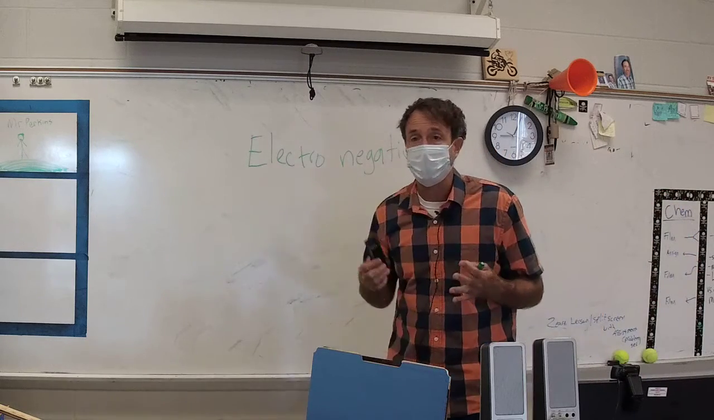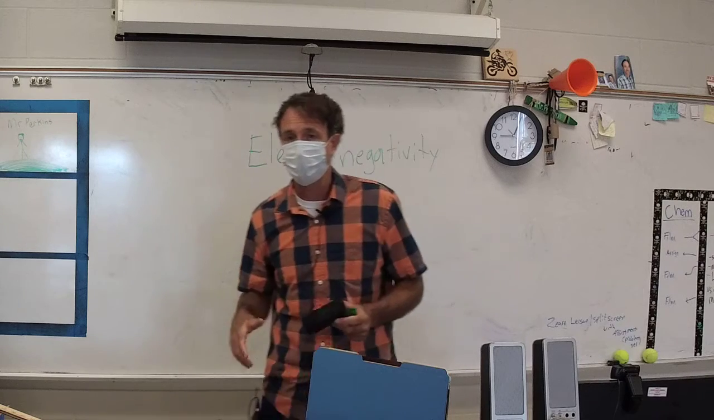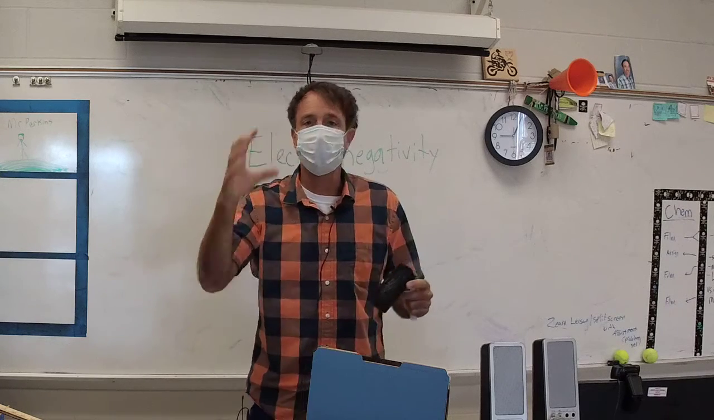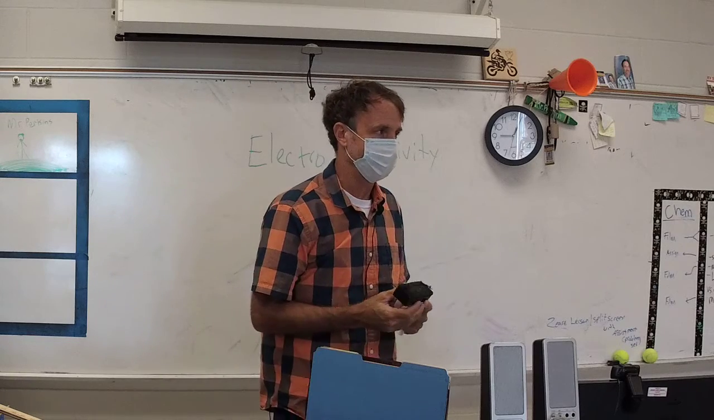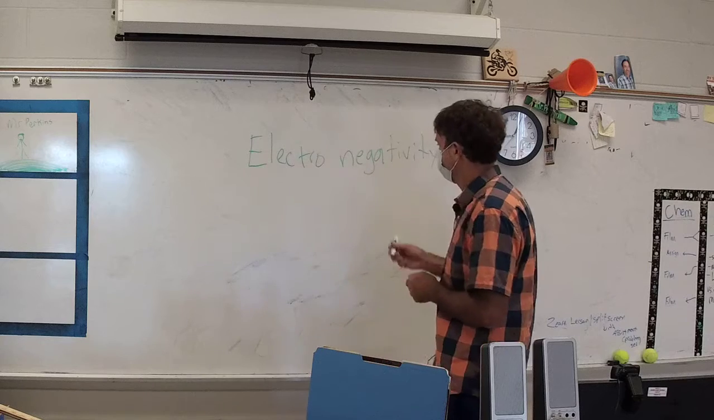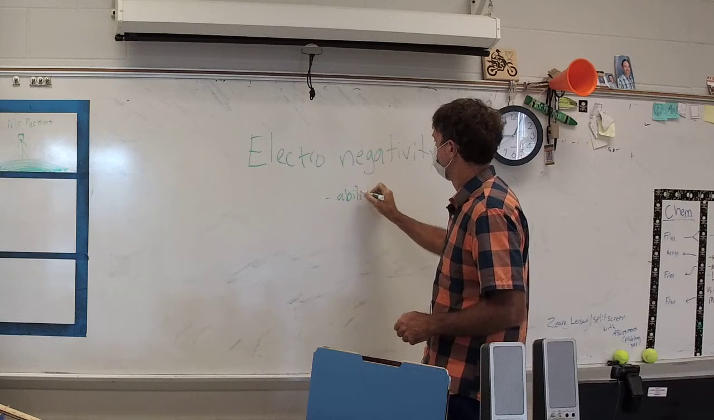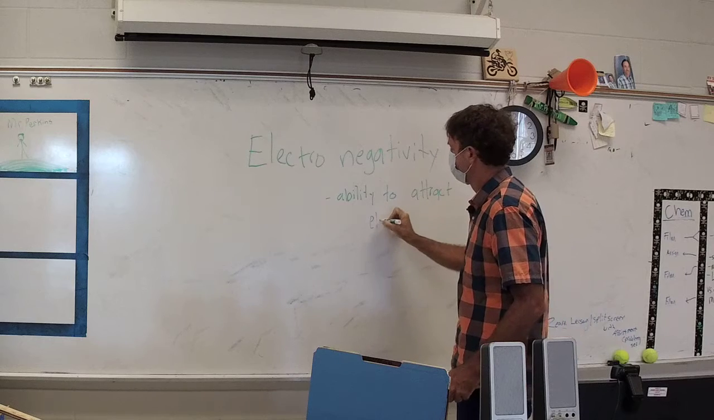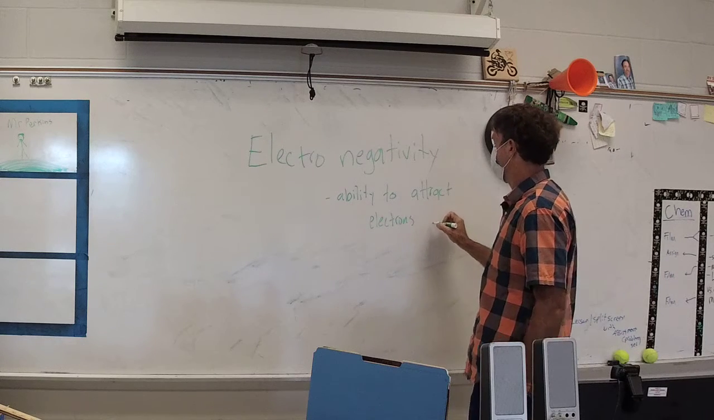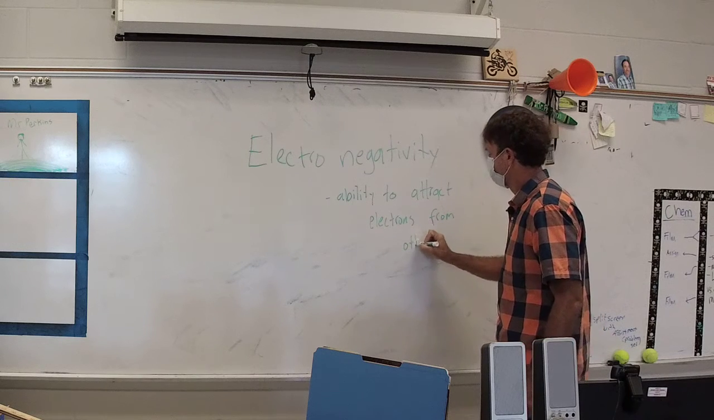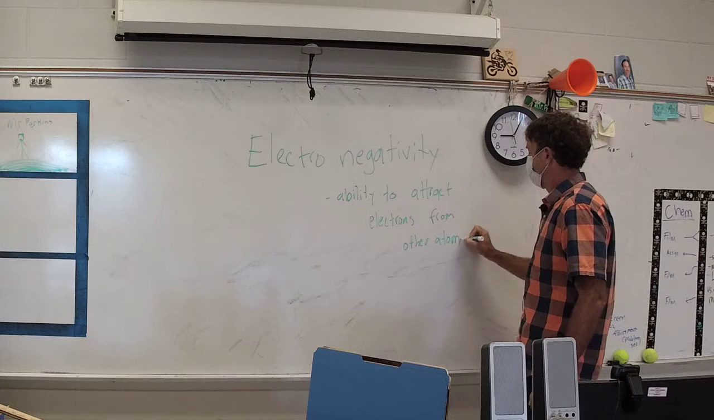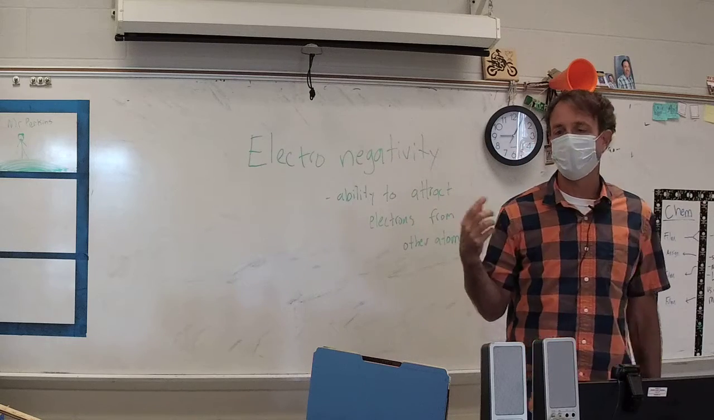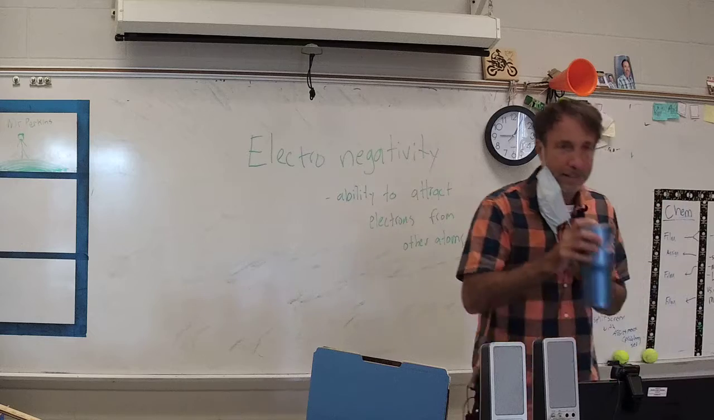Electronegativity is the opposite of ionization energy. Ionization energy is how much energy it takes to steal an electron from you, okay? Electronegativity is how strong are you at stealing other atoms' electrons. Does that make sense? Electronegativity: the ability to attract electrons from other atoms. I like to say this as electronegativity is how strong a magnet you are, how powerful an electromagnet you are as an atom. Okay? I'm going to make it quick.